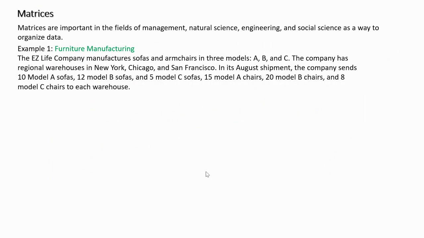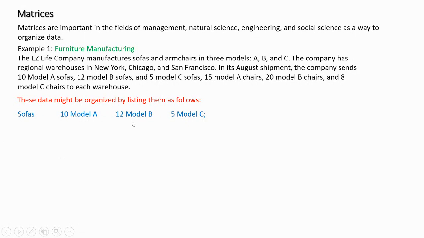In its August shipment, the company sends 10 Model A sofas, 12 Model B sofas, and 5 Model C sofas, 15 Model A chairs, 20 Model B chairs, and 8 Model C chairs to each warehouse. How can we organize this data? This data might be organized by listing them as follows.